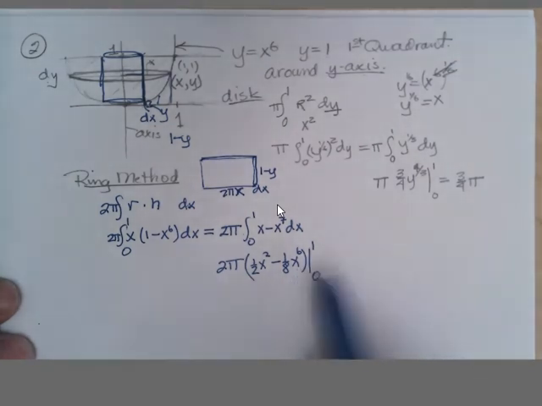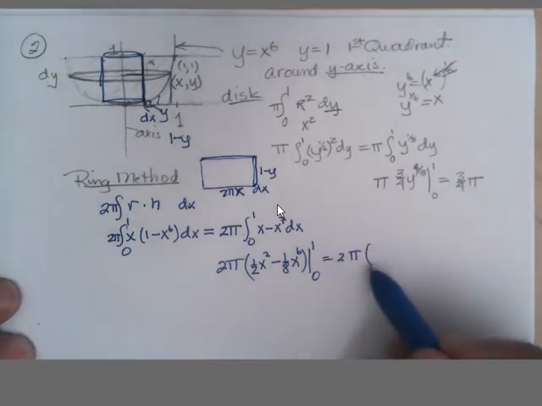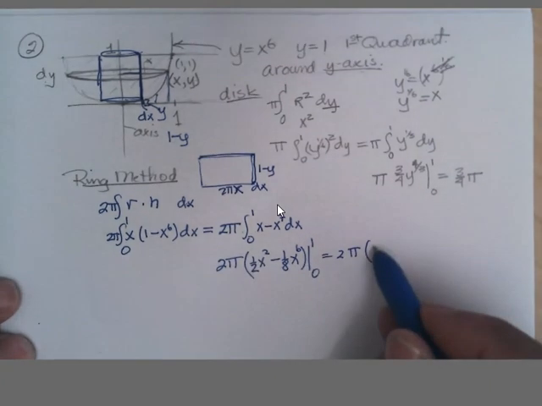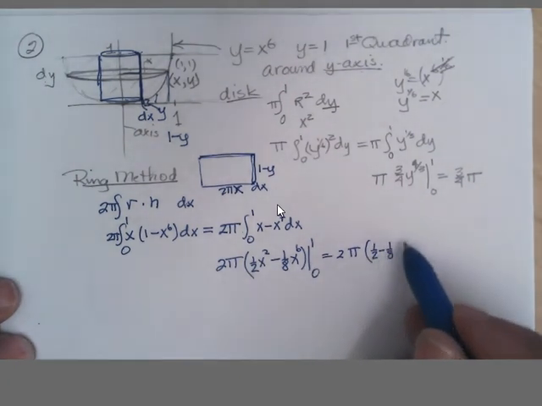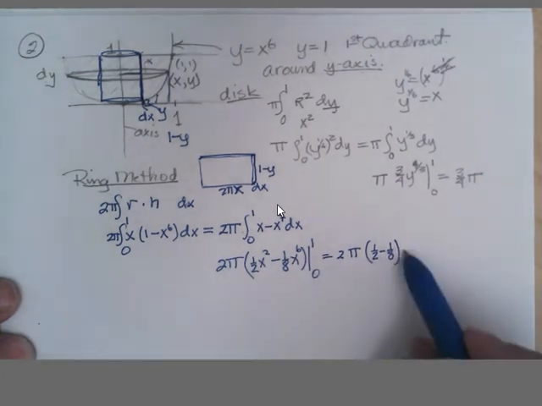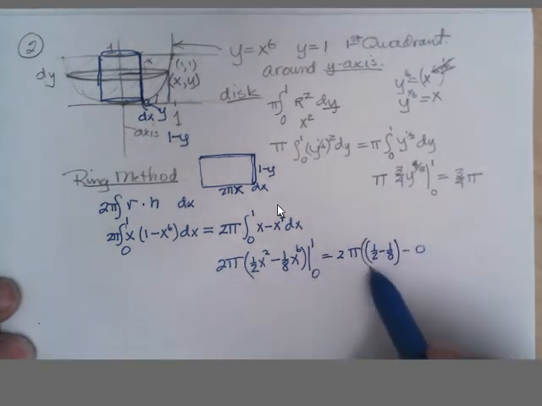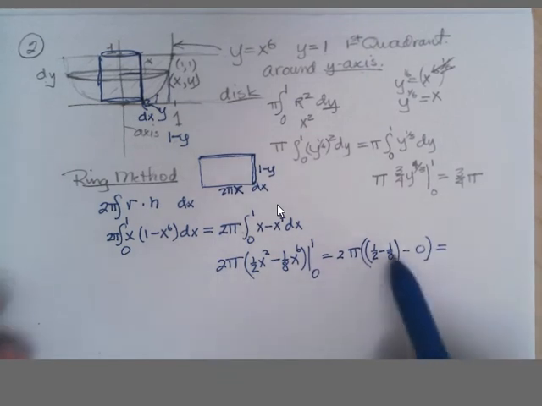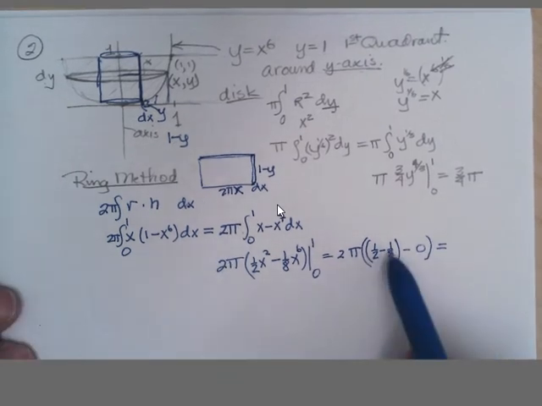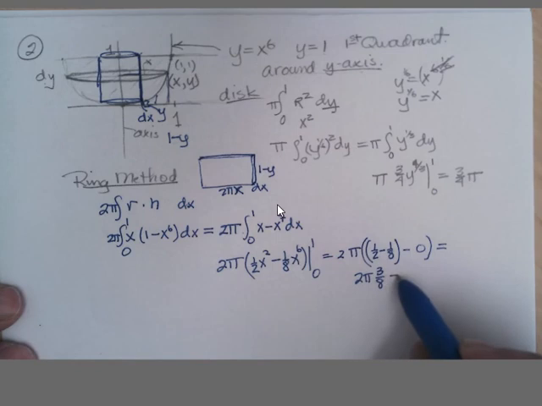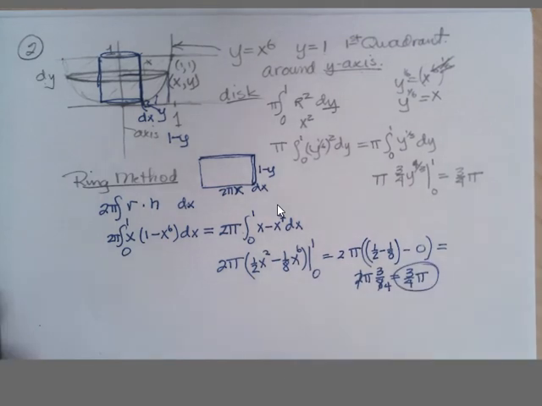If I put 1 in here, I get 2 pi times 1/2 minus 1/8. And if I put in 0, I get nothing. So 1/2 minus 1/8, that's 4/8 minus 1/8, that's 3/8 times 2 pi. So the 2 would reduce this to a 4, and I get 3/4 pi. Okay? That's number 2, done both ways.